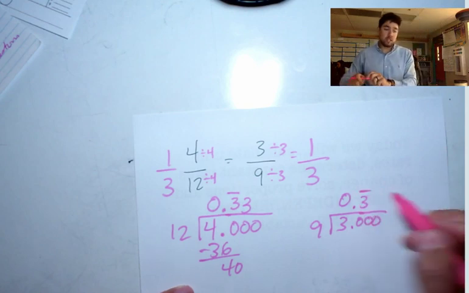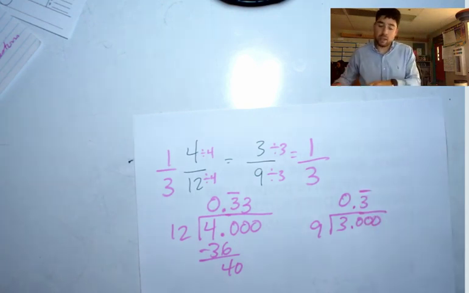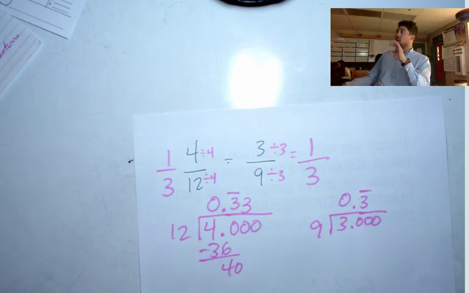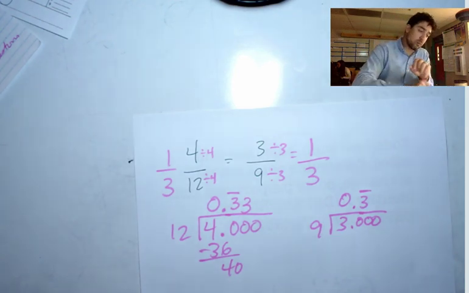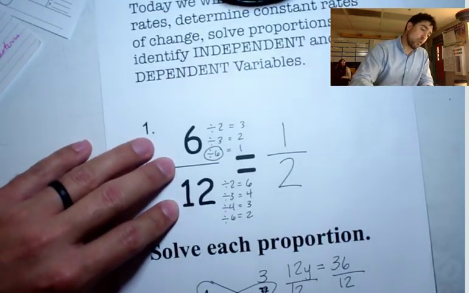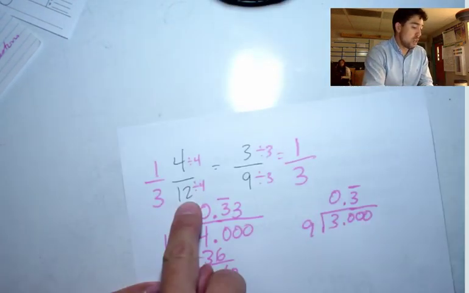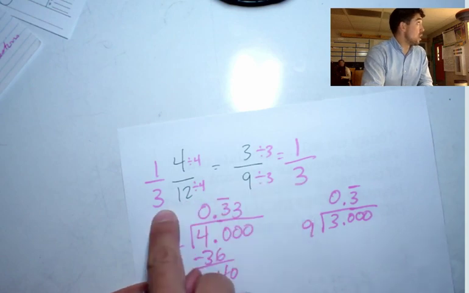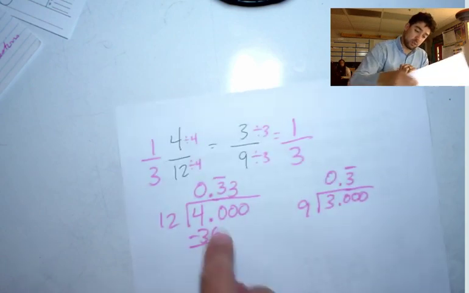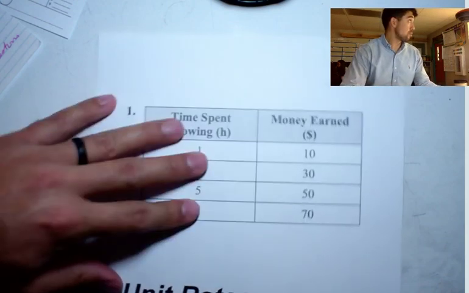Are these equivalent? Yes. So 3 ways of determining equivalency. 1, we can cross multiply, which we did. 2, we can check to see if the ratios, if we simplify them, are equivalent. And then 3, we can convert them into decimals. So we said that we were going to solve proportions, and we just did that. Now we're going to calculate unit rates.